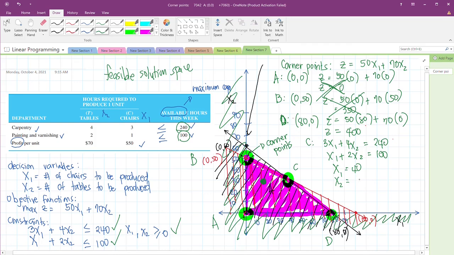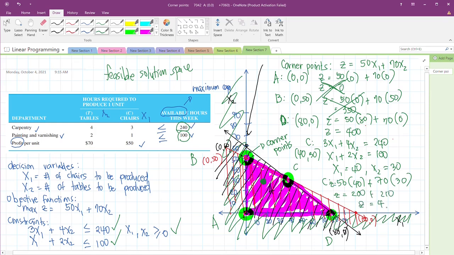Okay? So, pwede naman siya i-plot sa graph if talagang napakaganda ng graph nyo. Okay? Pero mas maganda, i-solve na lang siya. So, x2 natin is 30. So, kaya yung point natin sa C is 40 tsaka 30. So, try natin. Z is equal to 50 times 40 plus 70 times 30. Okay? So, sagot natin dito is Z is equal to 200 plus 210. So, Z is equal to 410.